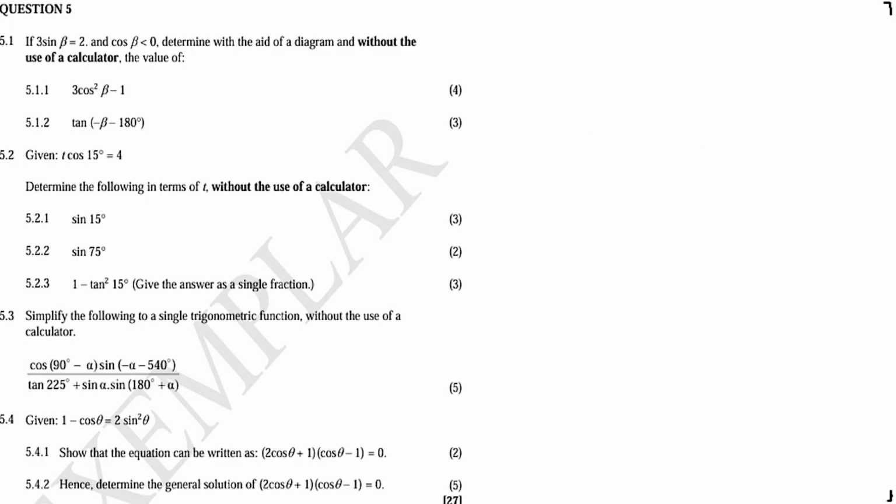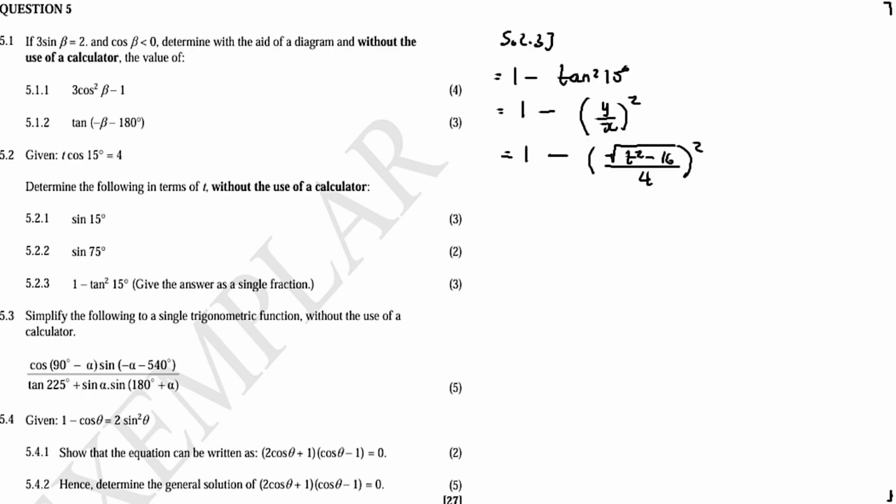Then we square, just to be sure. Okay, it's 4. Alright, we square. So you have 1 minus the square root of t squared minus 16, squared, over 4 squared, which gives us 16, right? We get 16. Therefore, because they said we must answer it as a single fraction, we are not done yet.